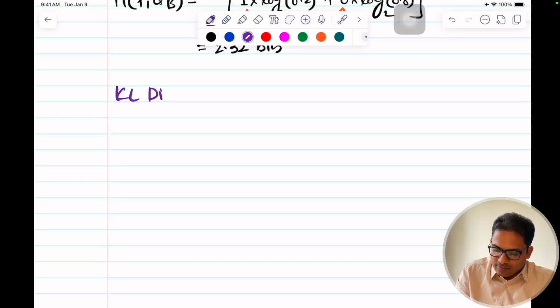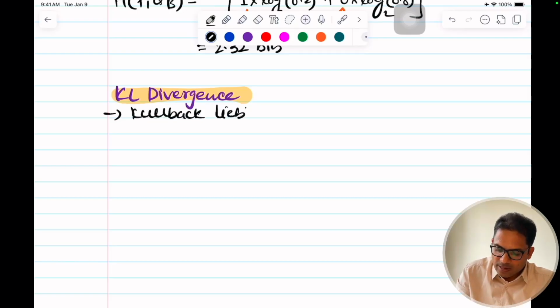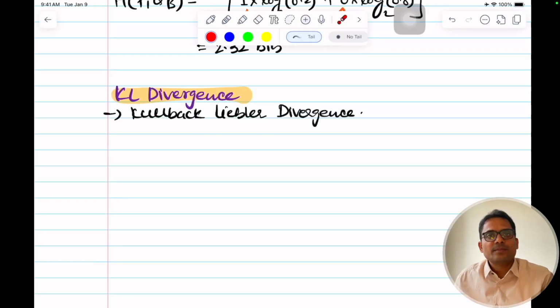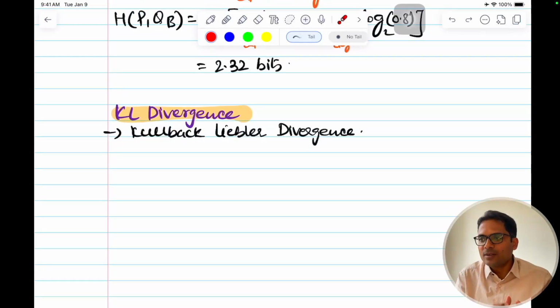KL divergence. This comes from the names of two scientists, Kullback and I think Leibler. Divergence measures the extra surprise when using a different model to make predictions.